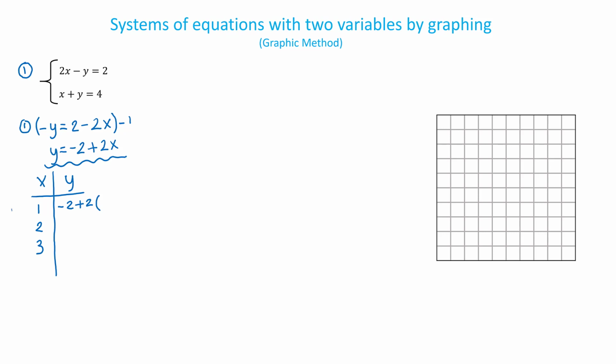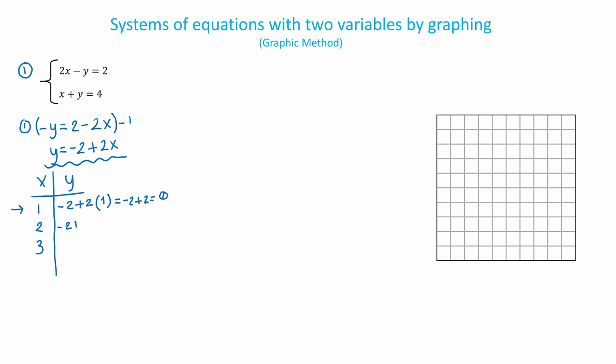And here I'm saying that x is 1. So minus 2 plus 2 times 1 is 2. Minus 2 plus 2 is 0. Okay, so now I found coordinate x1, y0. Now let's do it with number 2.